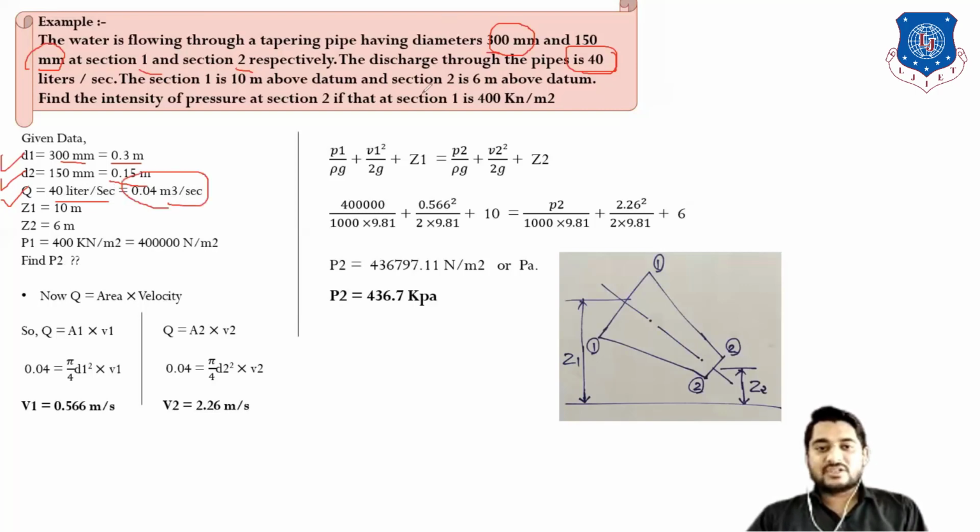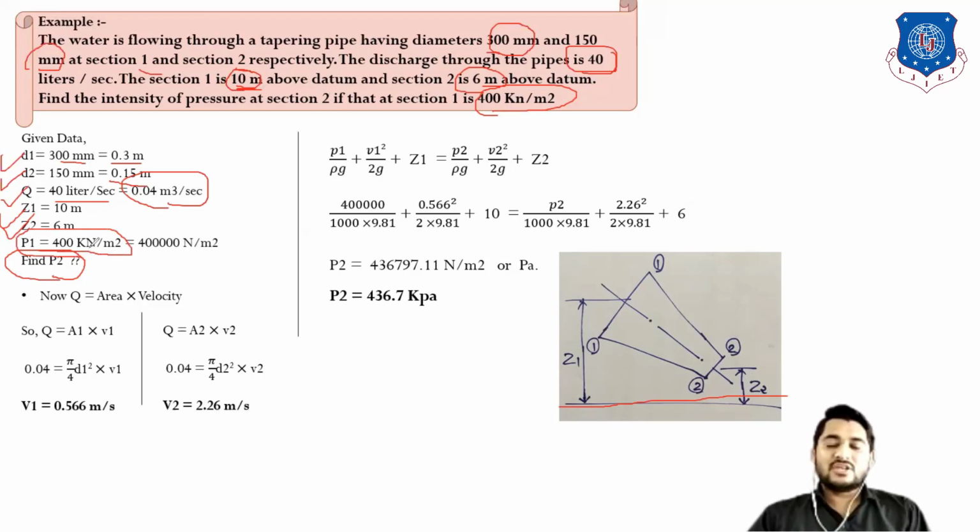Clear? Next one is the section 1 is 10 meter above the datum line. So datum line is this, suppose as shown in this case. So 10 meter above the datum line, that means head Z1 is equal to 10 meter. Similar way for section 2, Z2 is equal to 6 meter. Find the pressure intensity at section 2. That means we have to find value of P2. At the section 1, pressure is 400 kilonewton per meter square. So P1 is equal to 400 kilonewton per meter square.